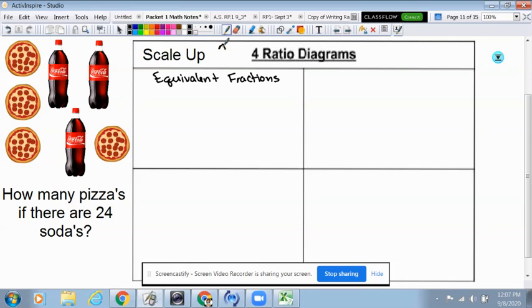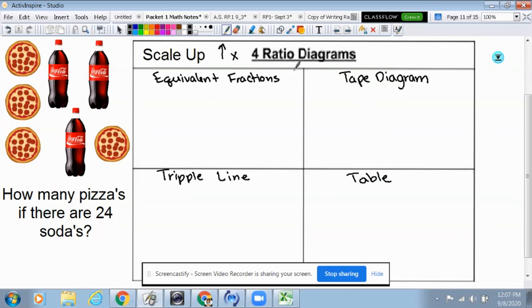And the second way, I'm going to go ahead and make sure we put scale up. We're going to be multiplying on all of these examples. So we have equivalent fractions, we have tape diagram, we have a triple line, and a table.